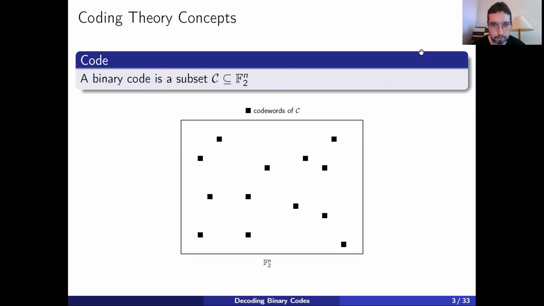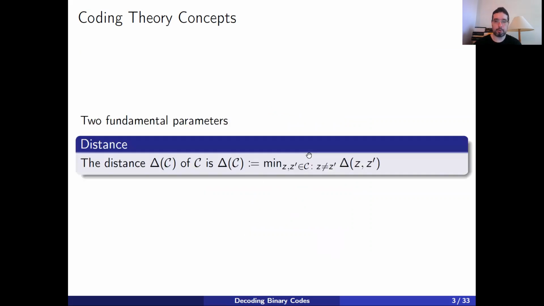And let's start from the basics. A binary code is a very simple object, just a collection of strings. Here we have our space, and the dots are the code words, binary strings. And we have two important parameters. The first one is the distance, which is the minimum of the normalized Hamming distance over all possible pairs of distinct code words. So that's the minimum distance of the code.